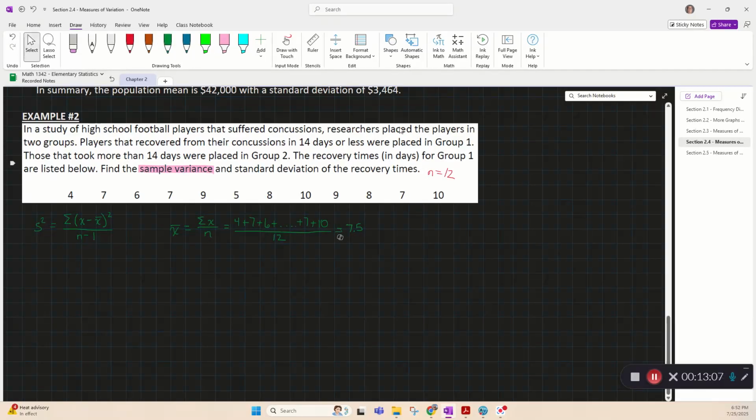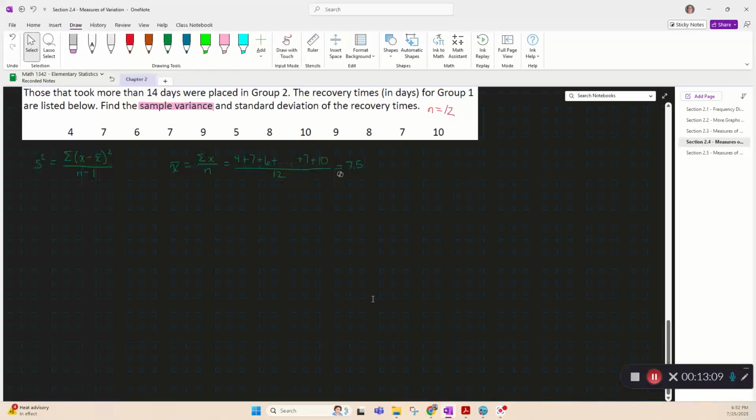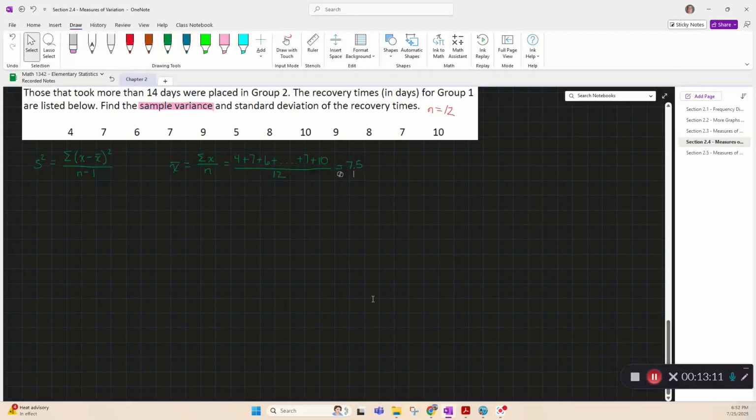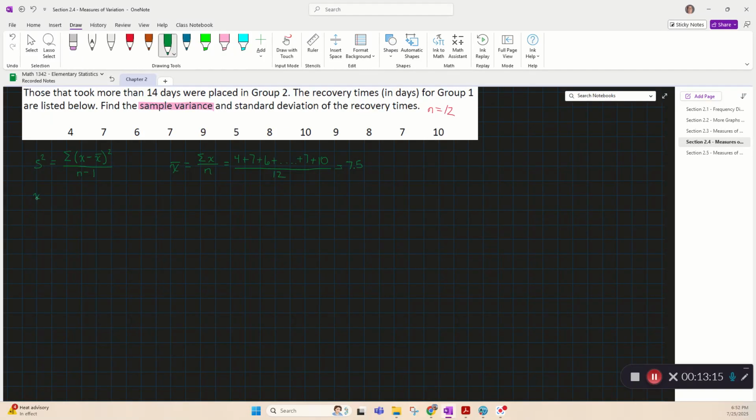Okay. So if we were to do this by hand, we go through the same process as before. Start our x out. And we would say 4, 7, 6, 7, 9, 5, 8, 10, 9, 8, 7, and 10.